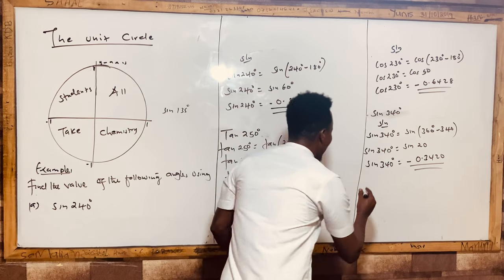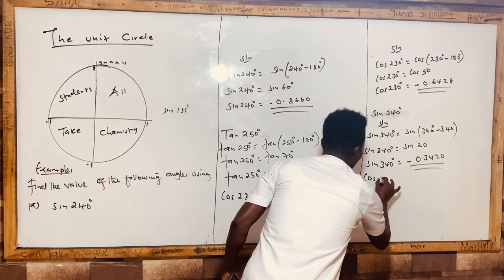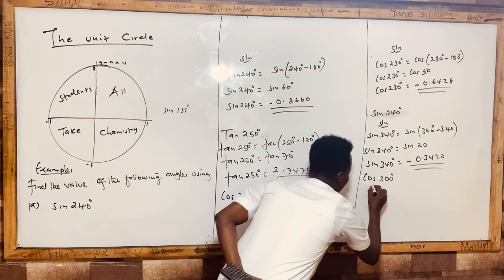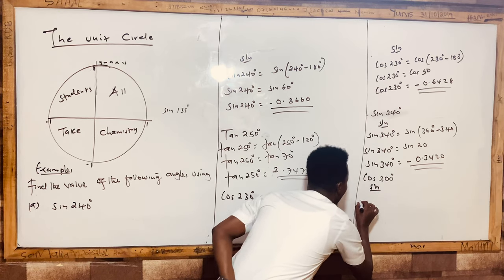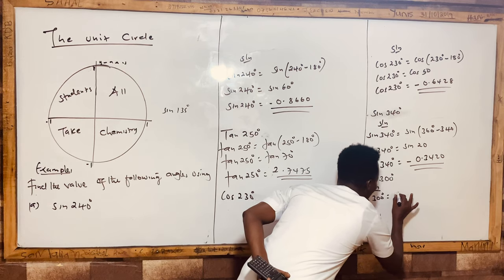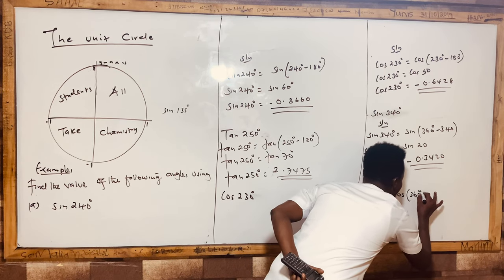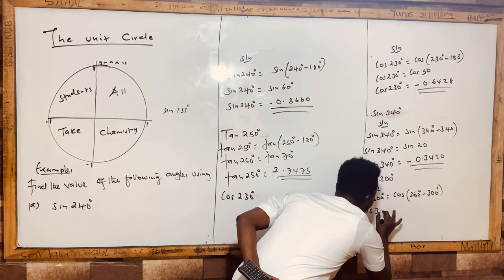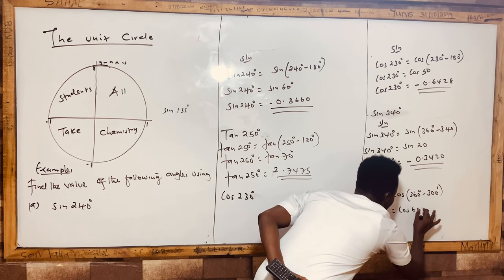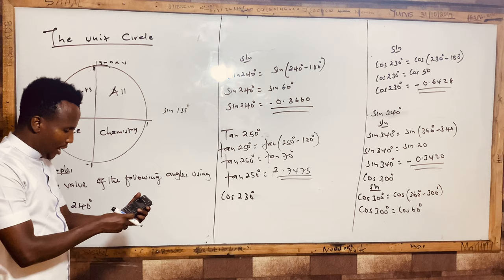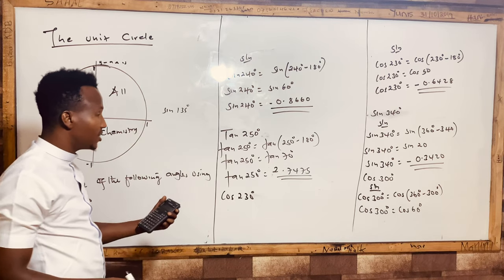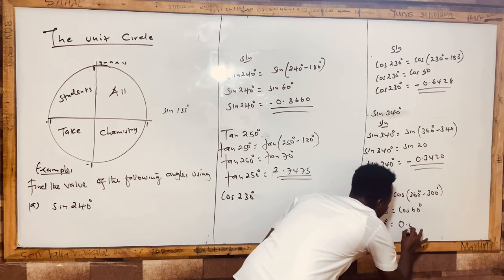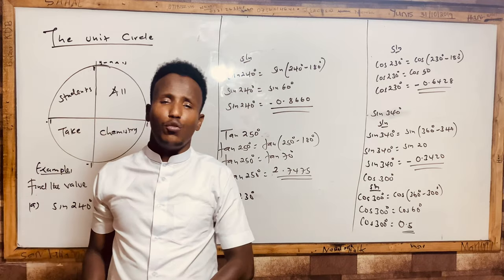Very, very easy. What about this one? Let's say cos 300 degree. How will I get this one? Solution. I will say cos 300 degree is equal to cos, open the bracket, 360 degree minus 300. That will give me then cos 300 degree is equal to cos 60. So now cos 60 is how much? Cos 60 is 0.5. So we are going to say cos 300 degree is equal to 0.5 because cos is positive in the fourth quadrant.